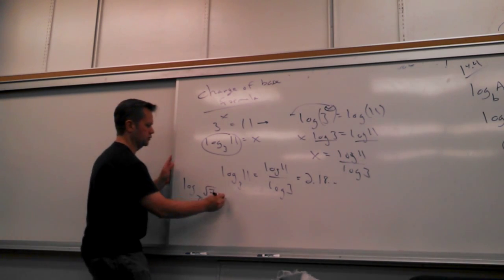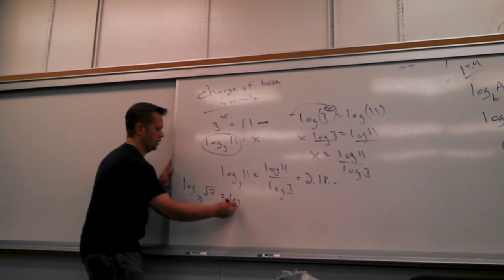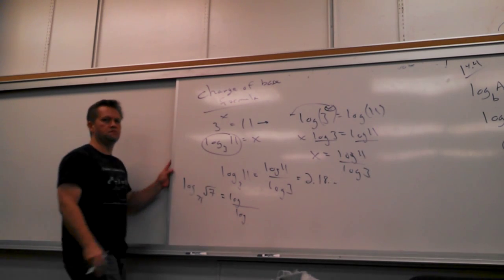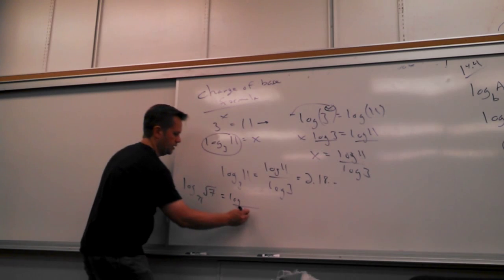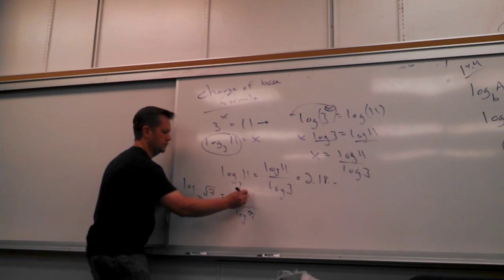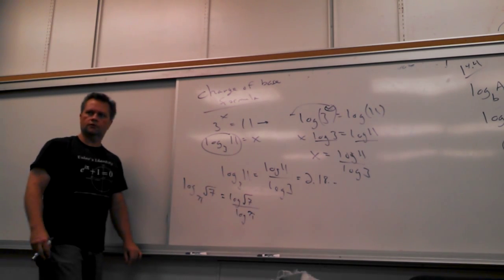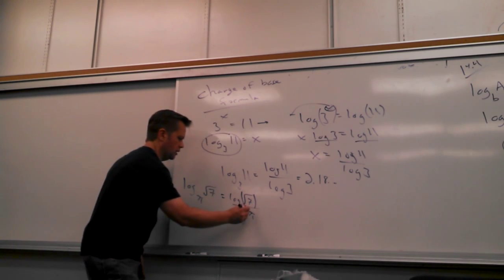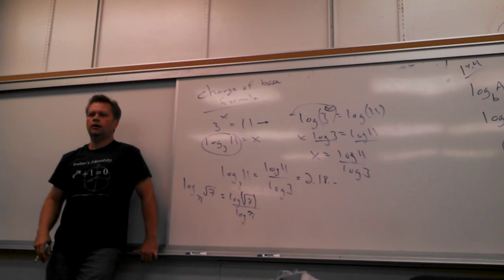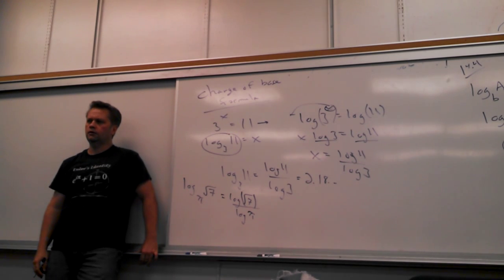So how would you use change of base? It would be log of what over log of what? What goes in the bottom? Pi. The base goes in the bottom, pi. And on the top is the other thing. So you put log square root of 7 over log pi.